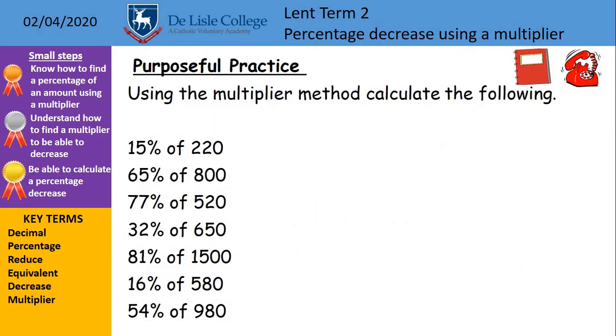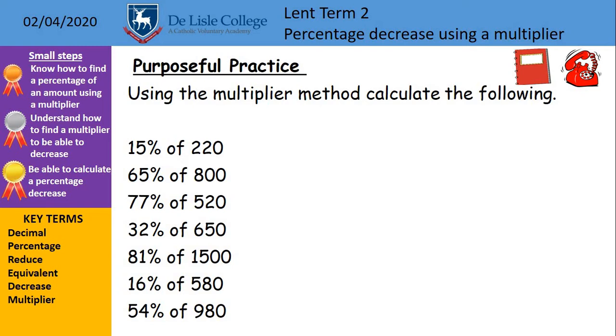So a bit of purposeful practice to begin with. You might want to have a go at these in your exercise book. So using the multiplier method, calculate the following. Let's just check you understand by doing the first one together. So first of all, calculate 15% of 220.